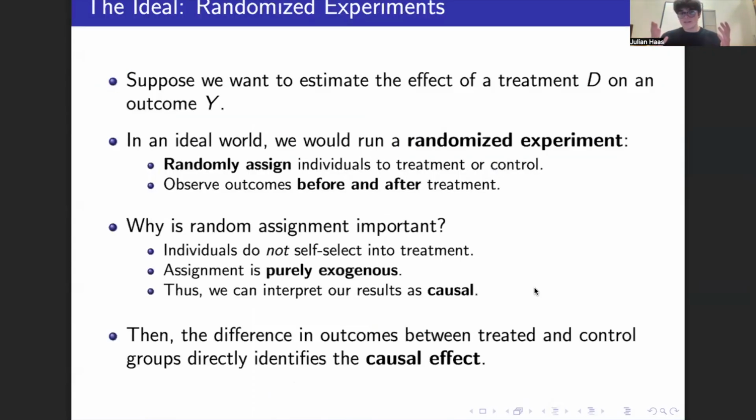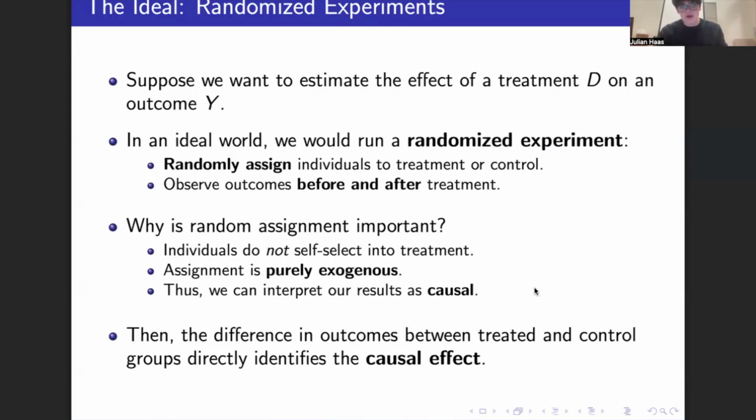So if we wanted to estimate the effect of a treatment on an outcome, maybe the effect of medication on some health outcome, ideally what we would do is run a randomized experiment, right? We have a bunch of people, we randomly assign some of them treatment, the others get the control, and we observe their outcomes pre and post. This is the classic blue pill, red pill. And to me, the key word here is random.